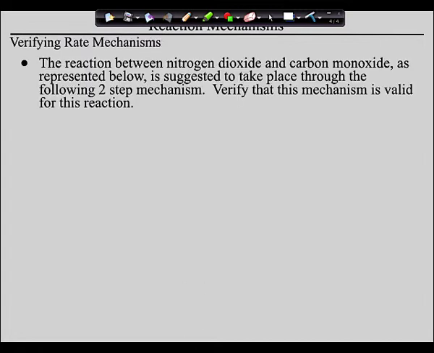So here we go. Here's what we're going to do. I would encourage you to take note. Don't write this down yet, but it goes like this. We have a reaction between nitrogen dioxide, NO2, and carbon monoxide, CO. And as represented below, you probably want to write this down. You do want the balanced equation.